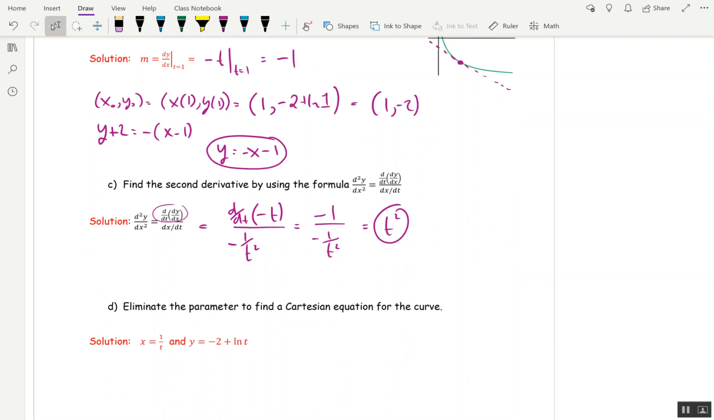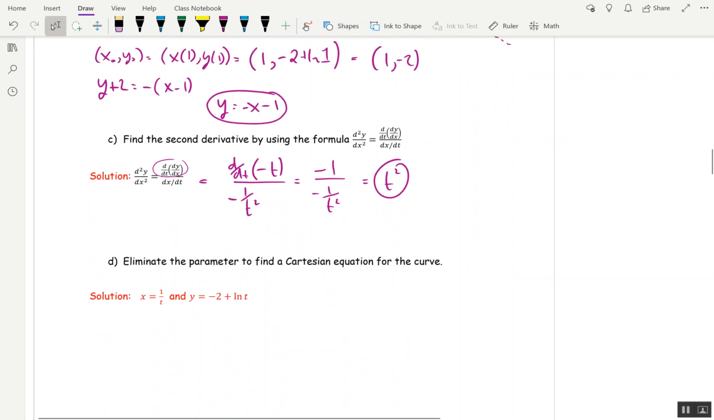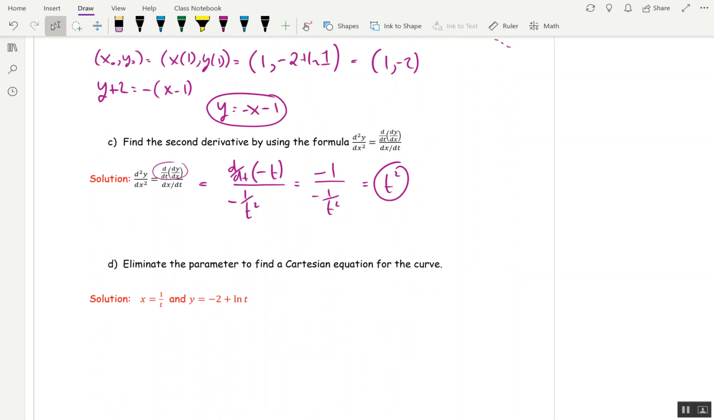Okay? And finally, eliminate the parameter to find a Cartesian equation for the curve. So we're going to use method 1 again. It looks to me like it would be easiest to solve this equation for t. That gives me t is 1 over x. And then plug that into this equation. And that gives me y equals negative 2 plus ln of 1 over x.